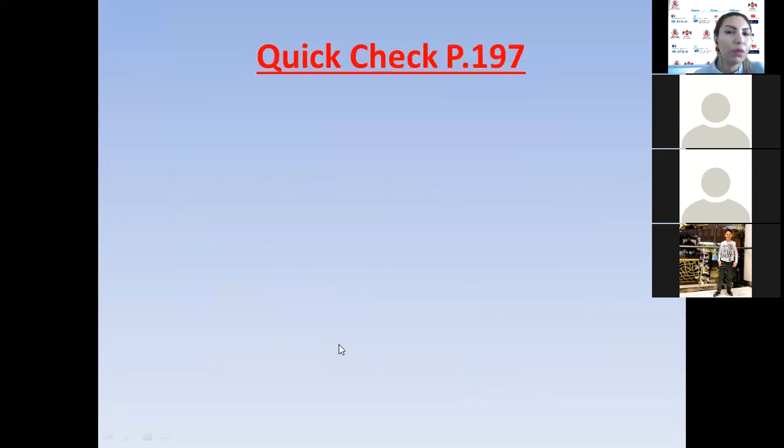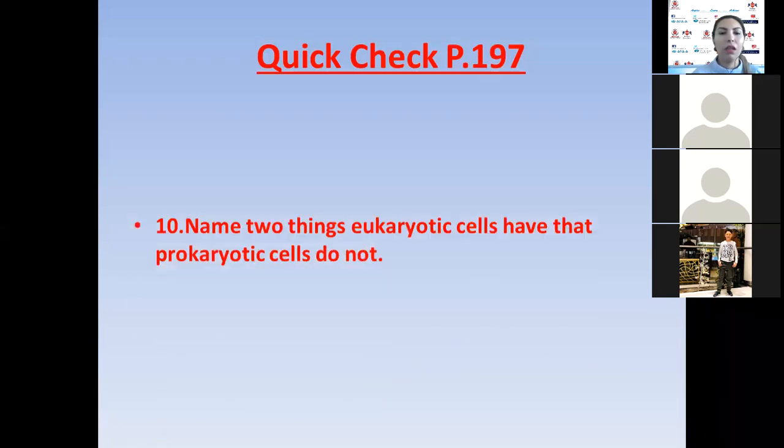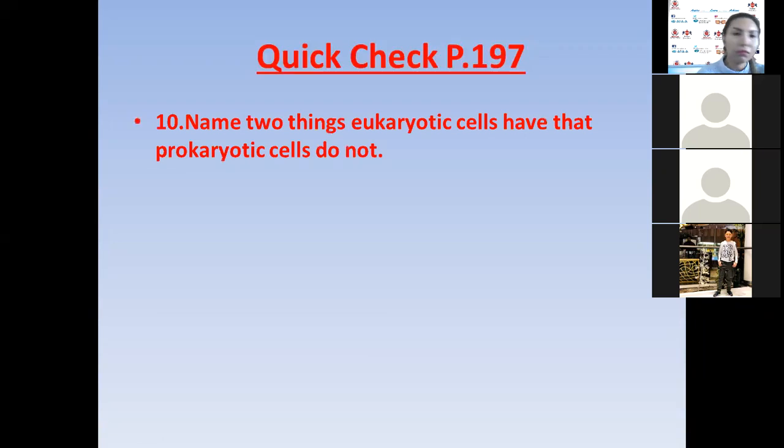Quick check, page number 197, number 10. Name two things eukaryotic cells have that prokaryotic cells do not. Two things found in eukaryotic cells that are not found in prokaryotic cells.